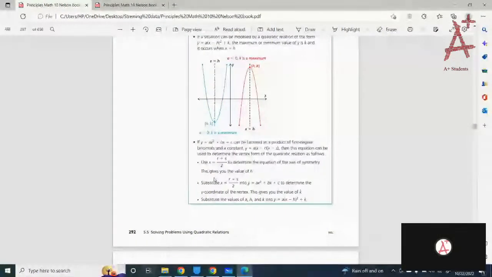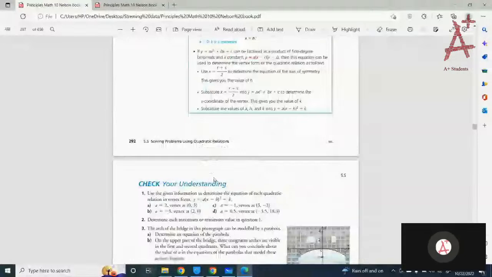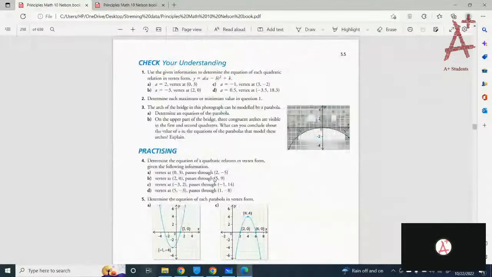So let's start with the practice questions. Let's start with the first one, checking your understanding. Use the given information to determine the equation of each quadratic relation in vertex form, y equals a times (x minus h) whole squared plus k. So use the information and write the equation in vertex form. Got it?